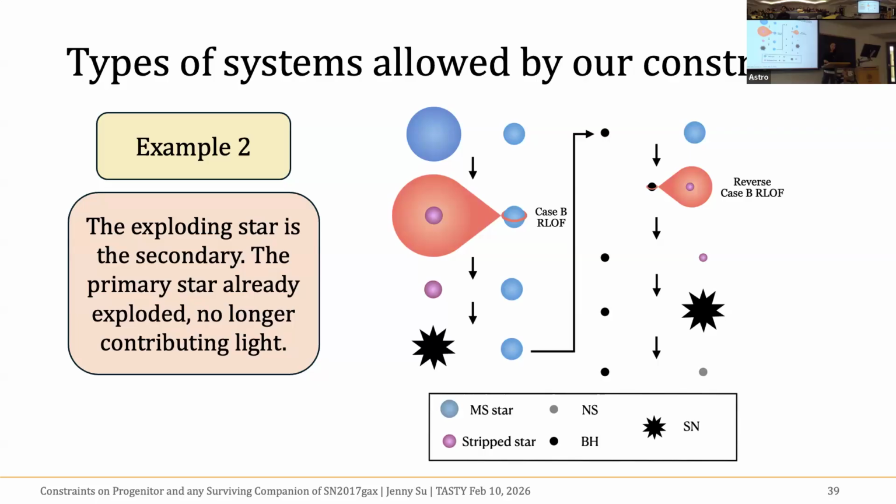So here I have a cartoon of what I mean by that. The more massive star first expands during shell helium burning, and some of that material is transferred to the companion star. So now the more massive star becomes a stripped star before exploding as the first supernova in our system. And then this one becomes a black hole. Then the secondary star, which is the lower mass star, also goes through shell helium burning, loses some mass through binary interactions, and then it becomes another stripped star that exploded as a stripped-envelope supernova that we observed.